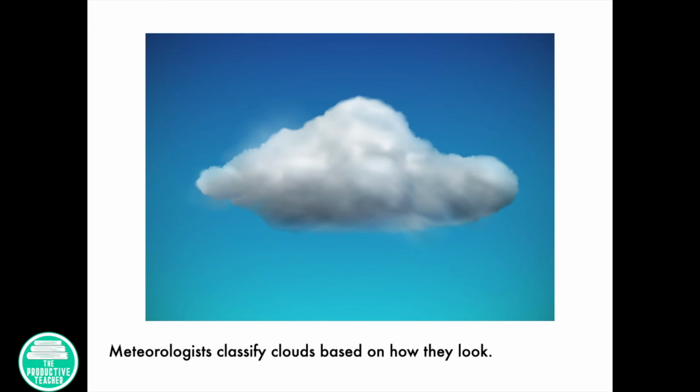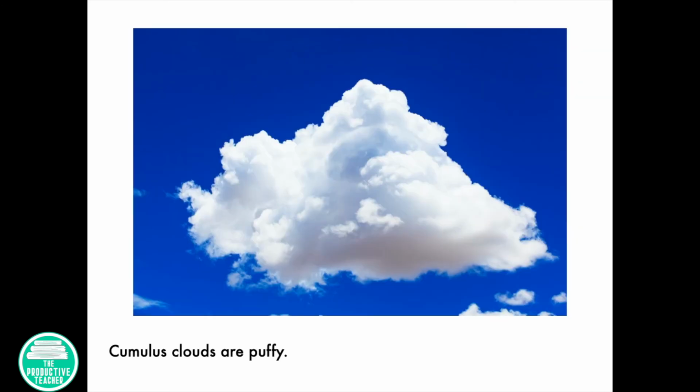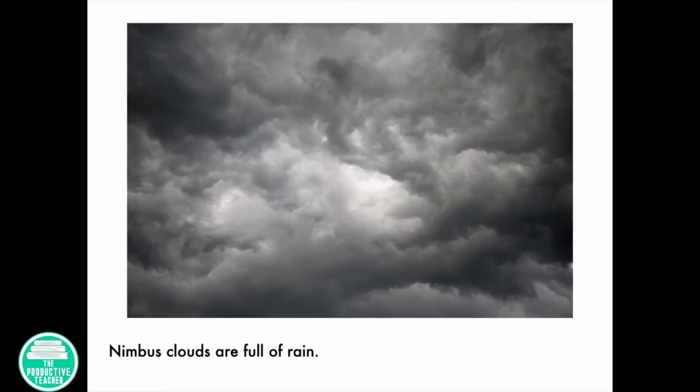Meteorologists classify clouds based on how they look. Stratus clouds are flat and may have layers. Cumulus clouds are puffy. Cirrus clouds are wispy. Nimbus clouds are full of rain.